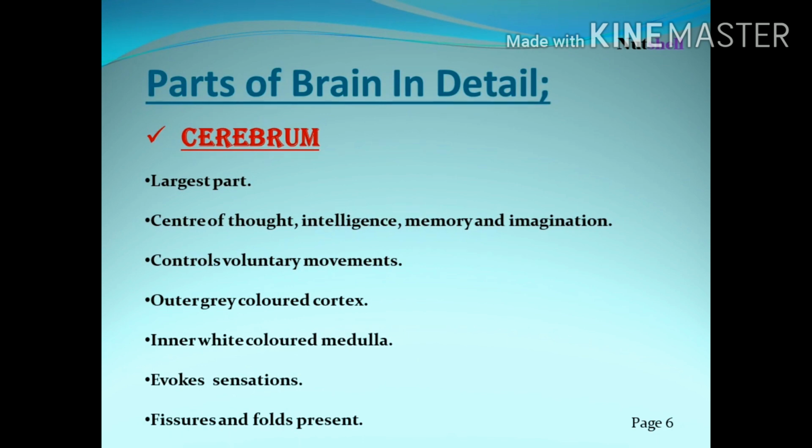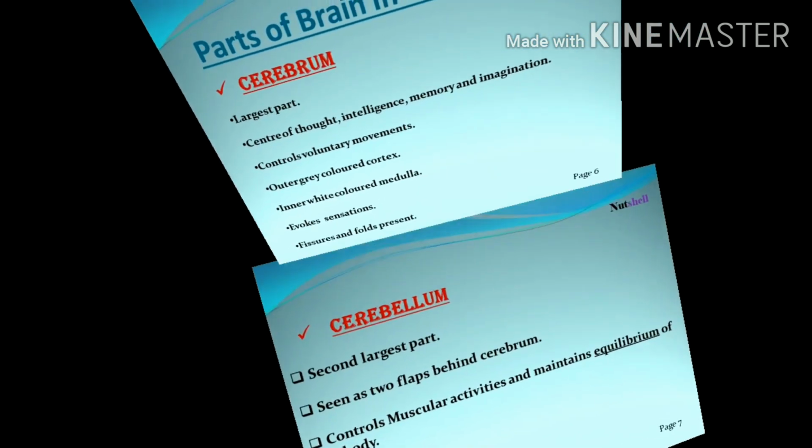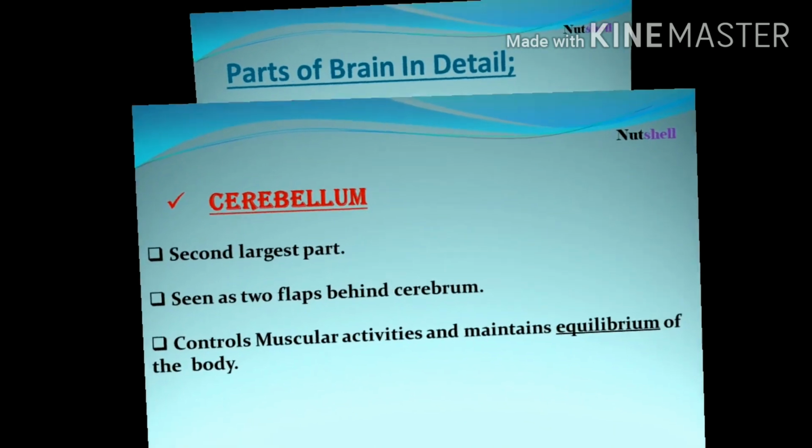First is the cerebrum. It is the largest part. It is the center of thought, intelligence, memory and imagination. It controls all the voluntary movements. Outer grey-colored cortex and inner white-colored medulla are present. It evokes sensations. Many fissures and folds are present. This is to increase the surface area of the cerebrum.